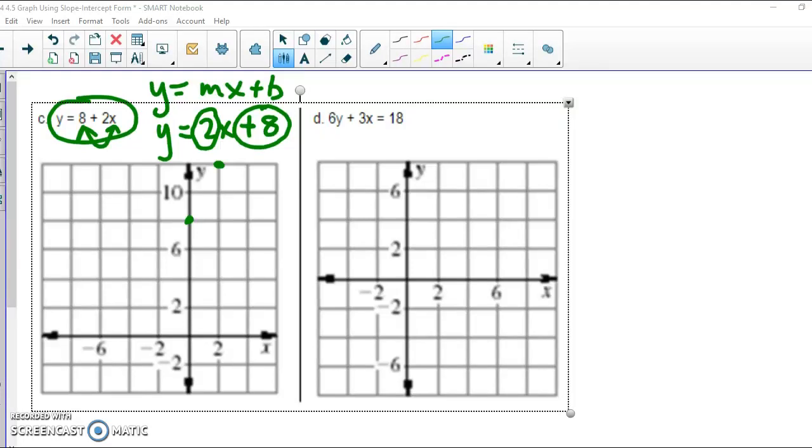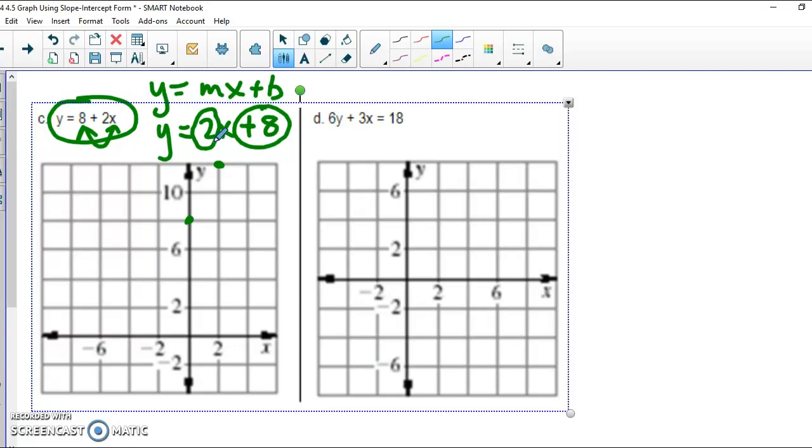Okay, sorry we got cut off in the middle of that problem. So we have solved the equation for y and rearranged it so it's y equals mx plus b form. So we graphed our y-intercept. So we put our point at +8 on the y-axis. And from here, we were calculating our other points by using the slope, which is 2.